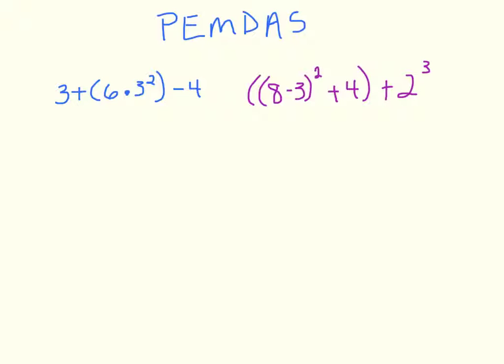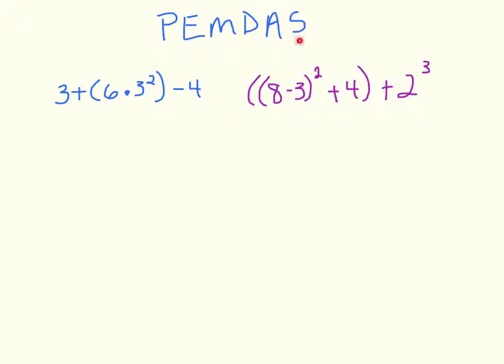Now, after we've taken care of our exponents, we go through the expression looking for multiplication and or division. Now again, I start at the left and I move towards the right. If I happen to see a division sign before a multiplication sign, that's okay. I divide and then multiply.